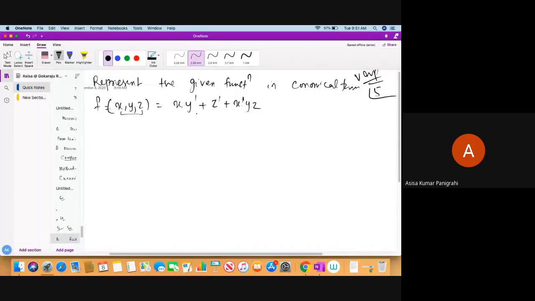Are you understanding, students? Here z is missing in the first term, x and y are missing in the second term, and in the third term nothing is missing. If you can express all these terms in all the variables, then I can easily find the canonical form. Either it will be in sum of minterms or in product of maxterms. Obviously this is sum of minterms, so I will not bother about the product of maxterms.